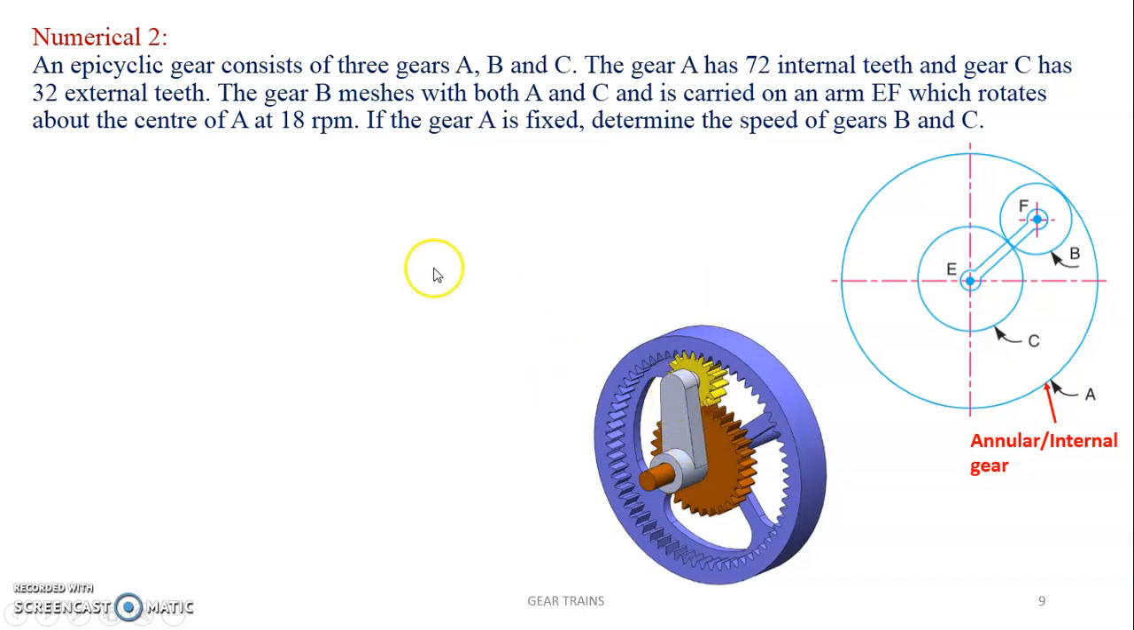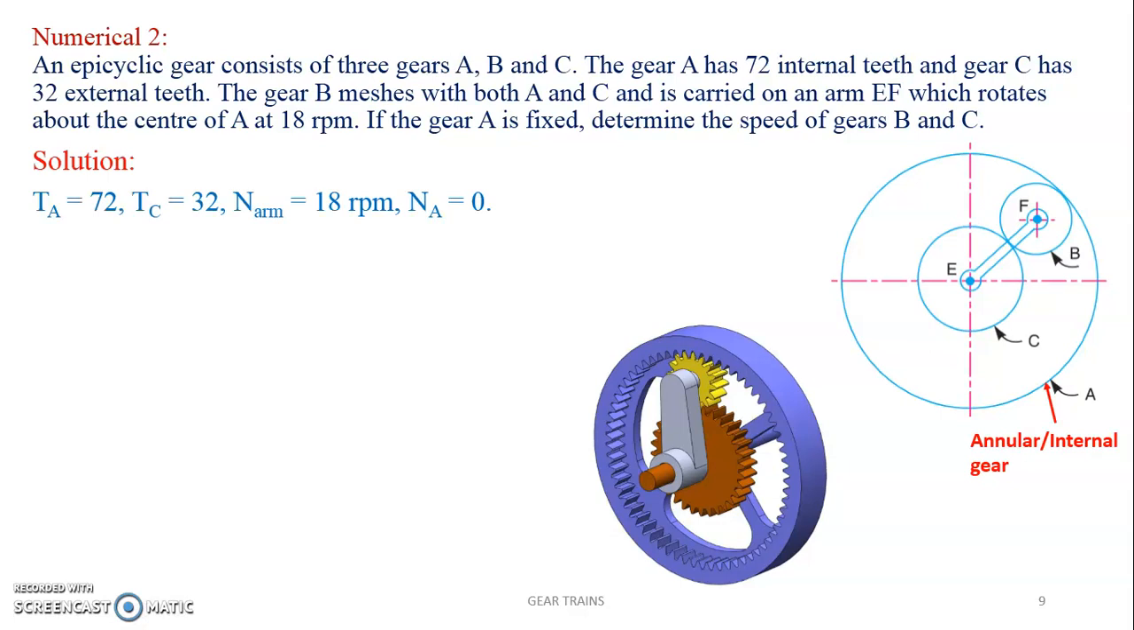Before you start solving, you know that it's an epicyclic gear train and we have to solve it through the tabular method. Even before that, you first have to identify whether you know the number of teeth on each of the gears. In this problem, they have given the teeth on gear A and on gear C, but not on gear B. First, let us solve that.